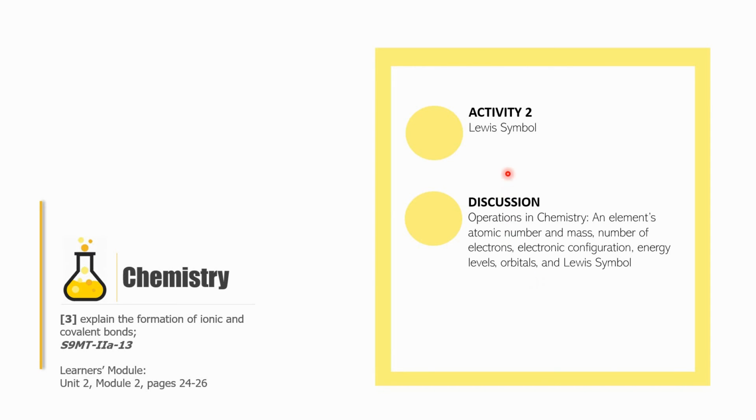So, the first thing we'll be doing is Activity number 2, Lewis symbol, and then you will be jumping to a discussion on operations in chemistry. These are several examples from example A to F. So, I hope that you will be able to catch up with these very important examples because they are progressing from a simple one to more complicated examples. Okay? So, I hope you will be keeping your notebook and an extra sheet of clean paper beside you at all times. And of course, a writing instrument like a pen or a pencil.